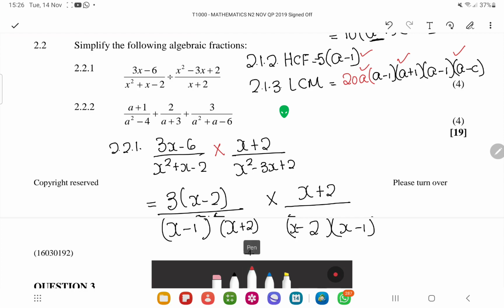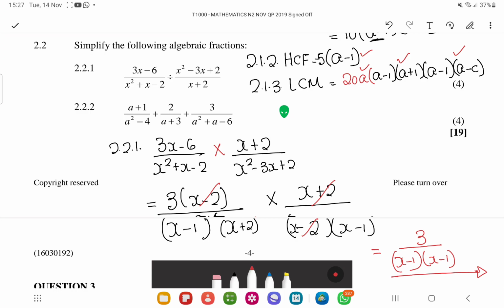So if you can check here, we've got x minus 2 and then x minus 2, they will cancel. Then x plus 2 and then x plus 2 will cancel. Then the remaining it's 3. So I'm just going to write it here. The remaining is 3 and then all over. Then we've got x minus 1, then x minus 1. These two are the remaining. Then you are going to get your 4 marks for that. I hope that makes sense. That is basically question 2.2.1.